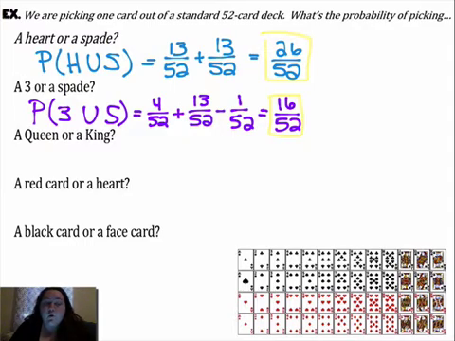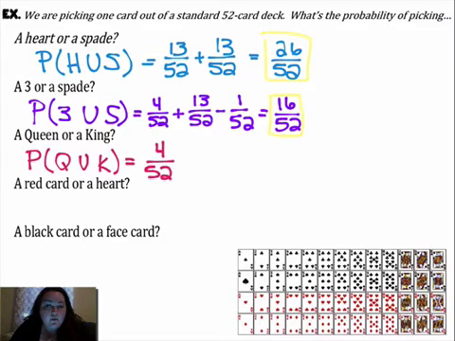What's the probability of a queen or a king? Well, the probability of a queen is 4 out of 52. And the probability of a king is 4 out of 52. I don't have any queens that could also be kings, so I don't need to subtract anything. And I get 8/52.